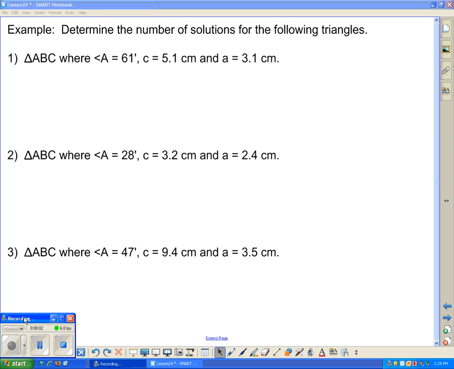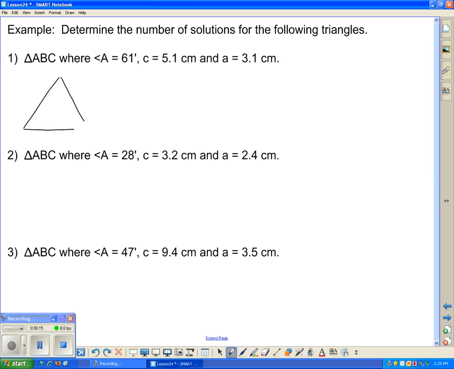All right, so now we're into the examples. You need to be a little bit careful because the triangle may not be given in the same format that it was when we were talking about our rules. So I'm going to draw in a triangle and put the information where I want it. I always want the angle down here, so that's 61 degrees. So that's going to be A.